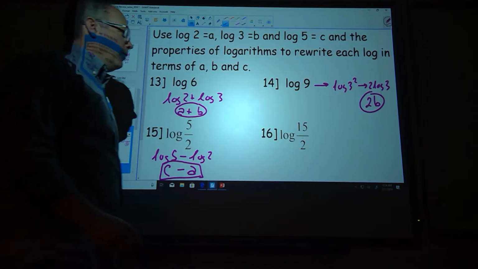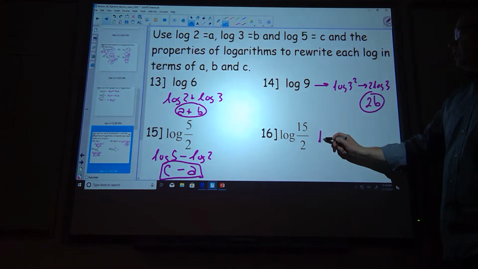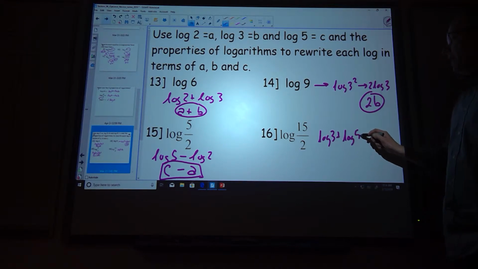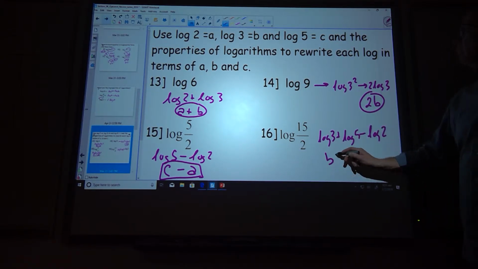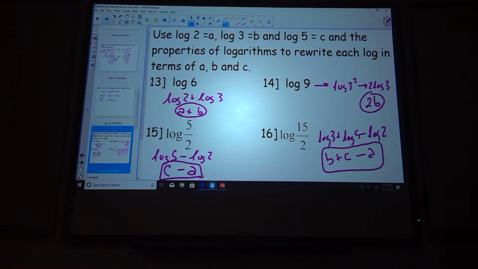And then on this one, we have to expand it a little bit. Let's see if you're paying attention. Log 3 plus log 5 minus log 2. Good. So log 3 is B, plus log 5 is C, minus log 2 is A. So we broke 15 up to 3 times 5, and then we expanded it.